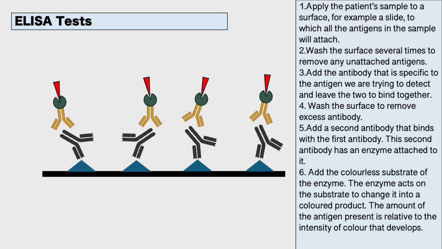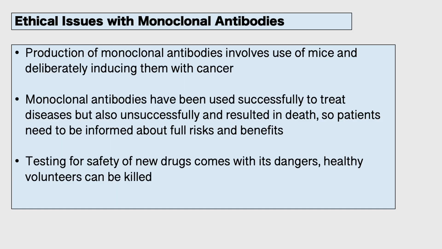Although monoclonal antibodies have multiple uses, there are ethical issues with them. The production of monoclonal antibodies involves the use of mice and deliberately inducing them with cancer. Monoclonal antibodies have been used successfully to treat diseases, but also unsuccessfully and resulted in death, so patients need to be informed about the full risks and benefits.